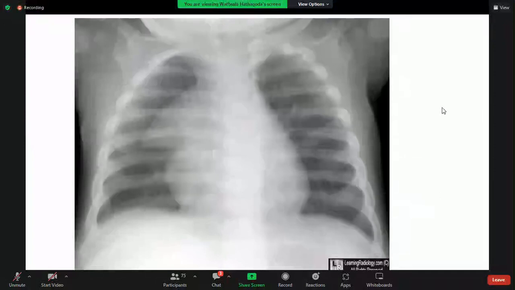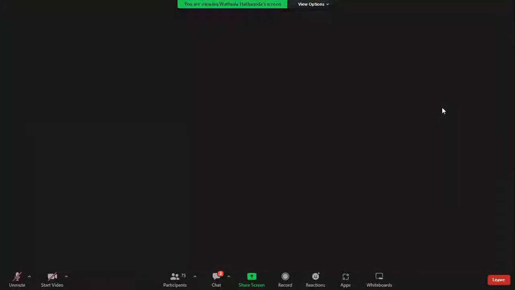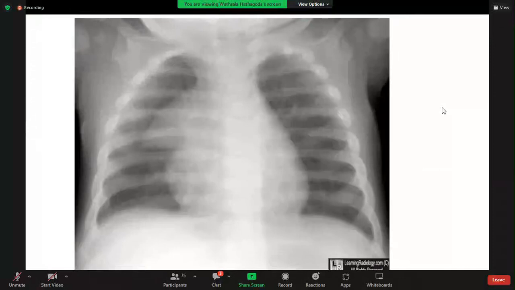So when you're looking at an X-ray, you can either start from the periphery and come to the middle, or start from the middle and go to the periphery, whatever you are prepared to do. So look at the lung bases, the lungs, the cardiac shadow, and then the bones and soft tissues, so likewise. So who's going to explain this X-ray?